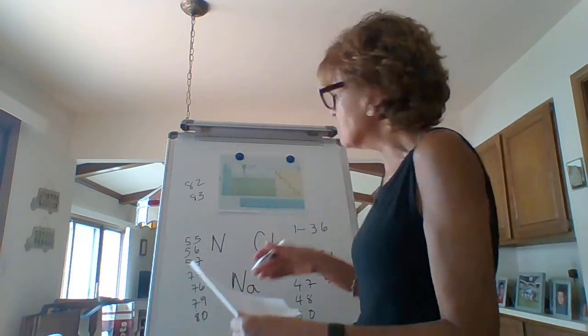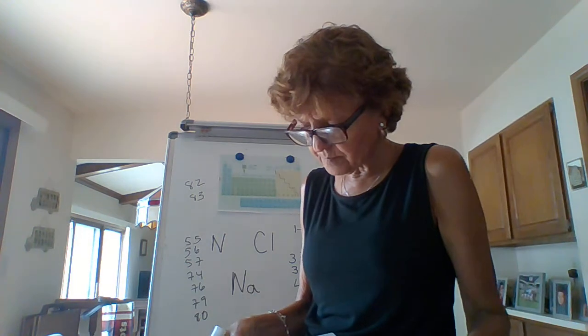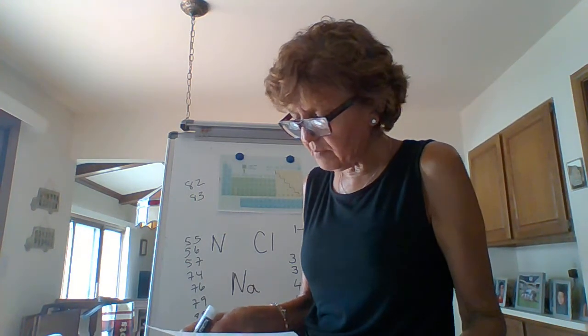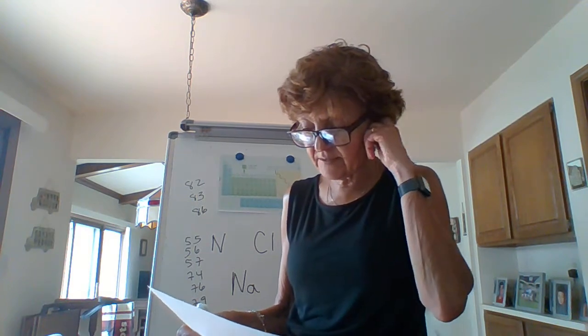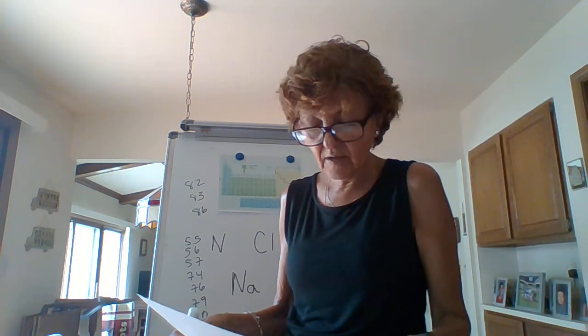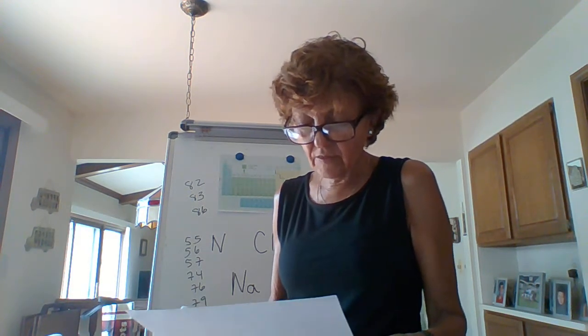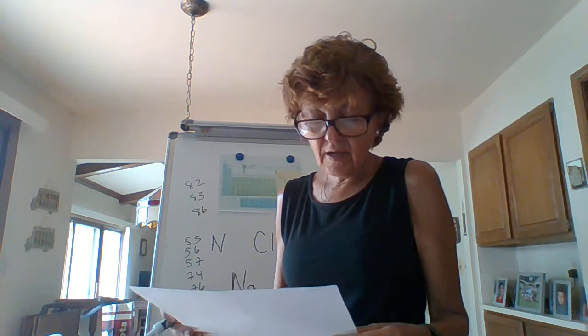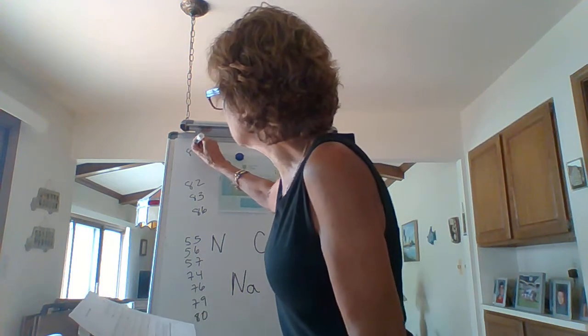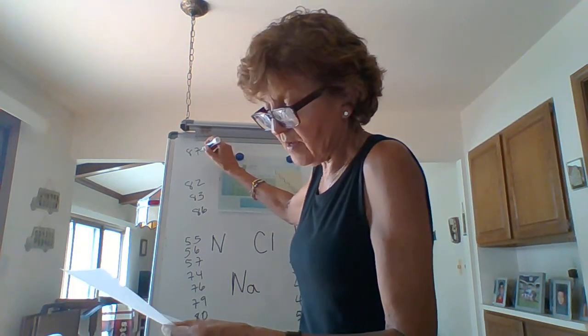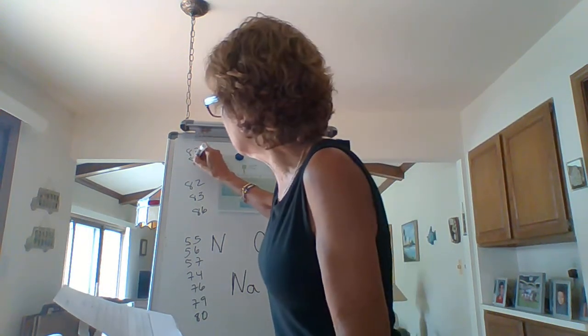Let's see, where else are we? 83, and maybe 86, which is radon. That's that radon gas that you don't want in your basement. And then in the 7th row or 7th period, you should know number 87, which is francium. Radium is 88.